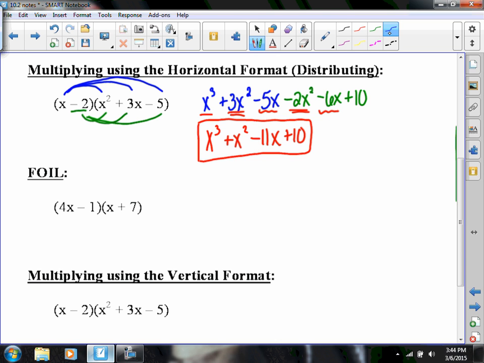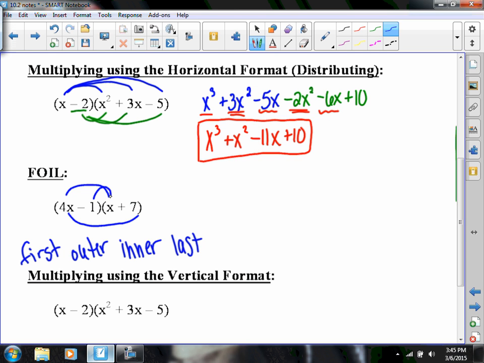Okay, now foiling stands for first, outer, inner, and last. Meaning you multiply the first terms and then the outer terms, and then you do the inner terms, which I guess would be like this, and then the last terms. Let me fix these rainbows here. Okay, so we have our first terms, and then our outer terms. There we go. Then our inner terms, then our last terms. There we go. So it's really just double distribution.